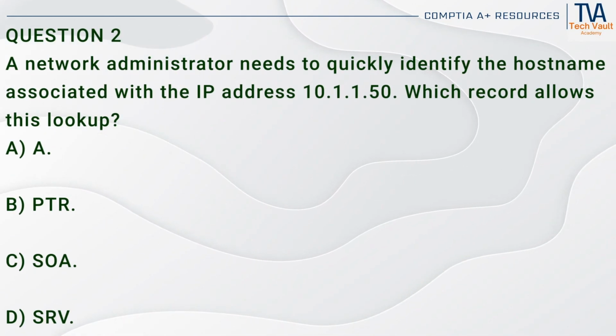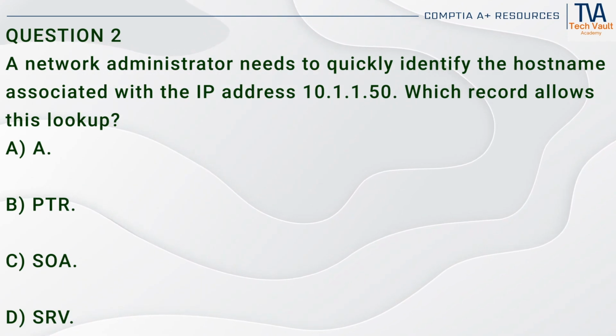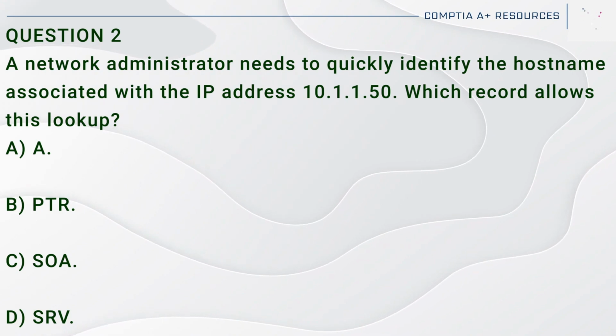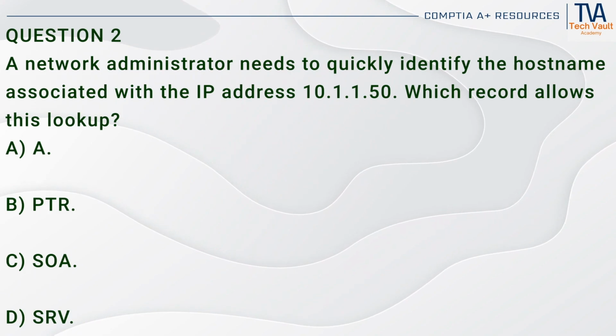Question 2. A network administrator needs to quickly identify the hostname associated with the IP address 10.1.1.50. Which record allows this lookup? A, A. B, PTR. C, SOA. D, SRV.